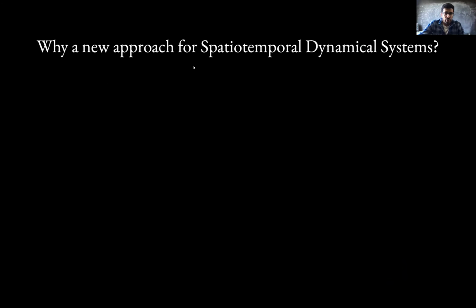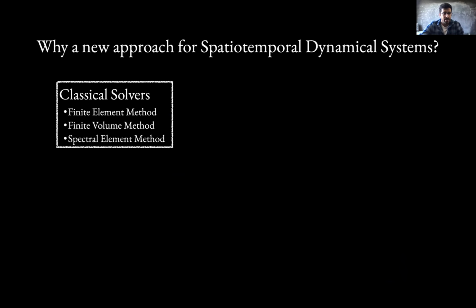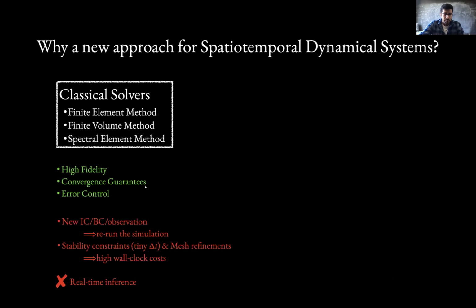So why do we need a new approach for modeling spatio-temporal dynamical systems? We already have classical solvers like the finite element, finite volume, or spectral element methods. They already offer high fidelity solutions, provide convergence guarantees, and offer error control. But when you have a new initial condition or boundary condition or new observation, you would have to rerun the entire simulation. Also, the stability requirements and the mesh refinements require each simulation to be very expensive.